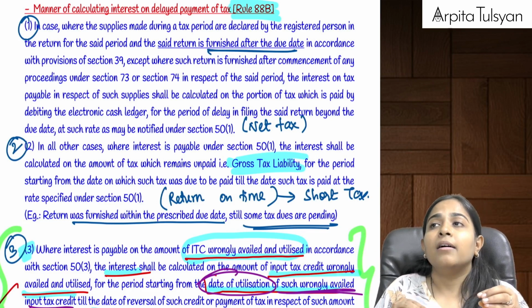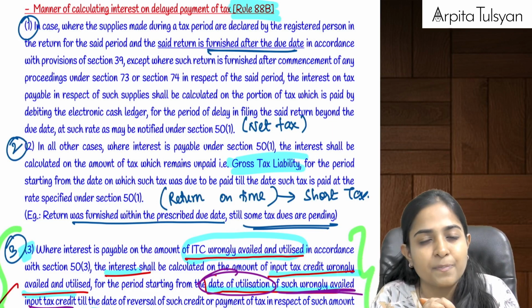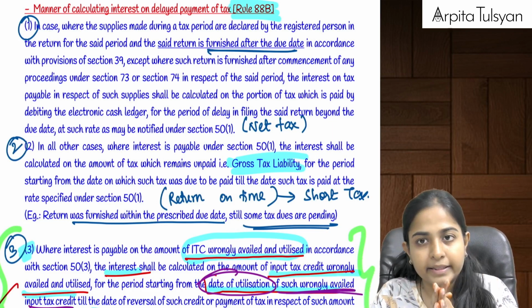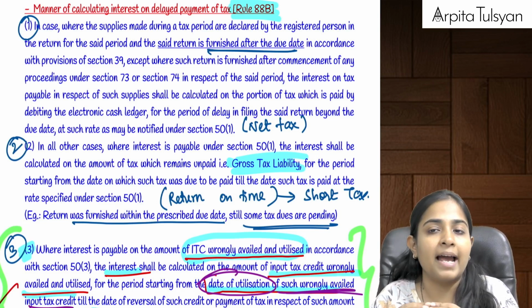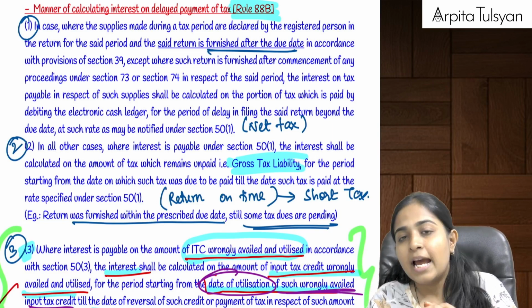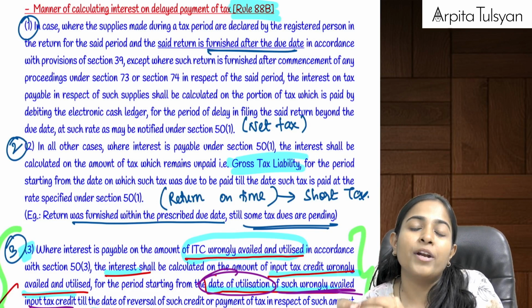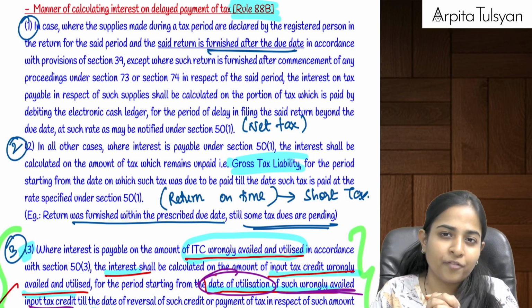Let's say there is a particular liability of 10 lakh rupees. Total 10 lakh rupees was payable to the government for a particular month. Out of that, in my electronic credit ledger, I have credit of 8 lakh rupees. Means I am falling short of 2 lakh rupees. 2 lakh rupees is payable by electronic cash ledger. But now I could not pay it before the due date of that particular month.